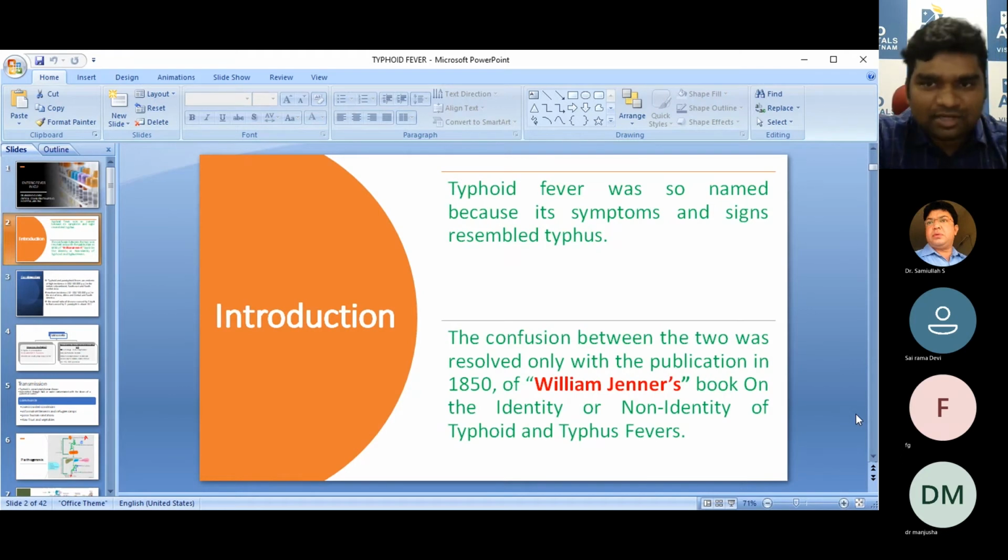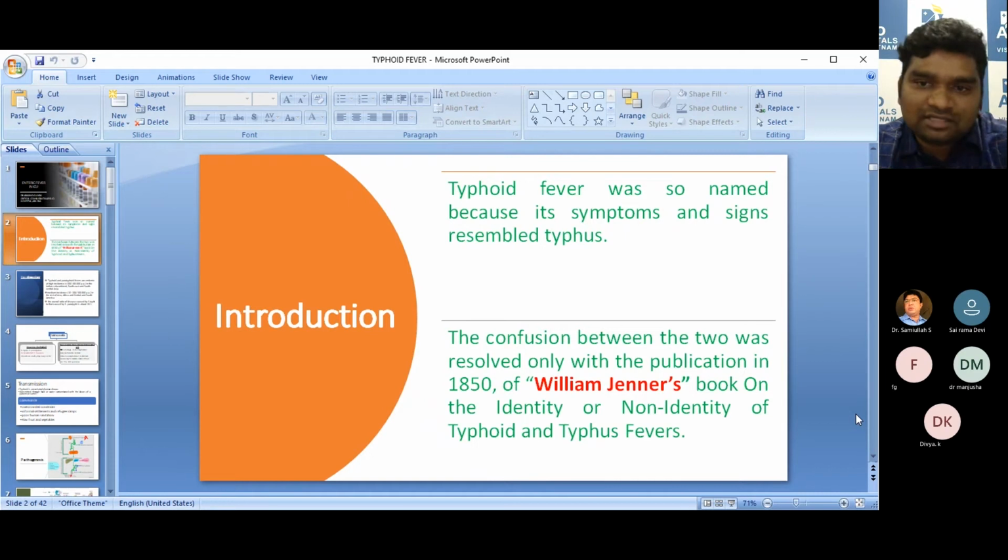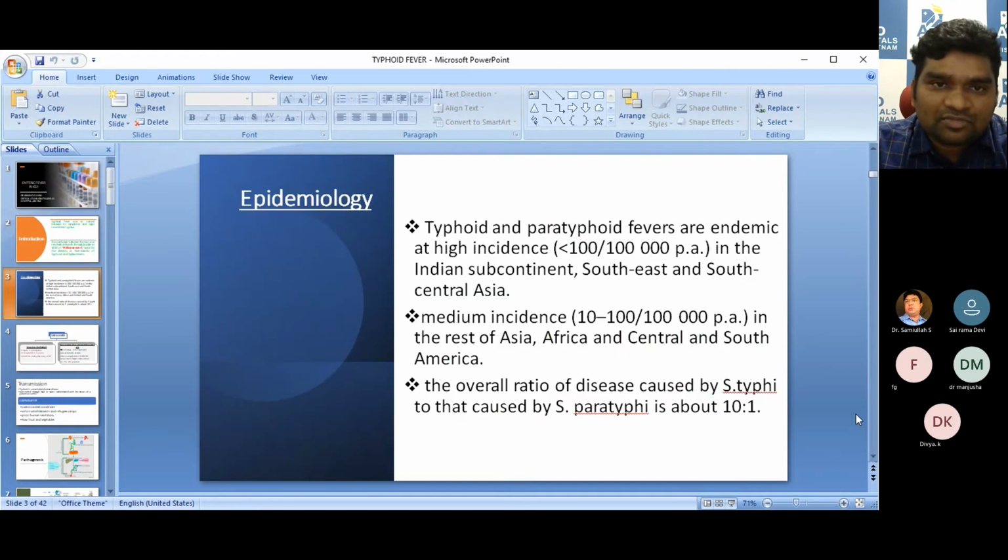Typhoid fever was named because of symptoms and signs resembling typhus. The confusion between the two was resolved by William Jenner's book on the identity or non-identity of the typhoid and typhus fevers. After that, we go to epidemiology.